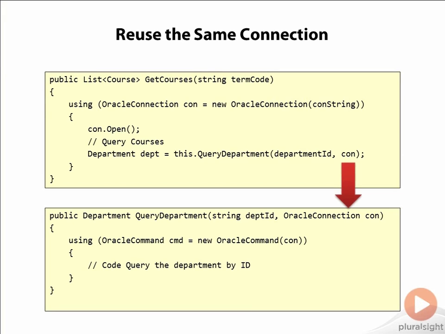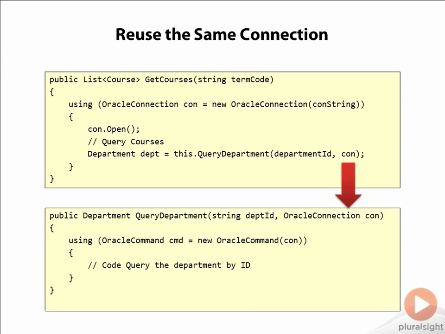Second, if this code was in a transaction, both queries are running on the same connection now, so they will run in the same transaction, and the results you get back will be logically consistent, whereas before, they wouldn't have necessarily been so. Now you might look at this code and think that you might still need a query department method that only takes department ID as a parameter, so you can call this from your business logic layer. And if that's the case, you can easily accomplish that with a little bit of method overloading.